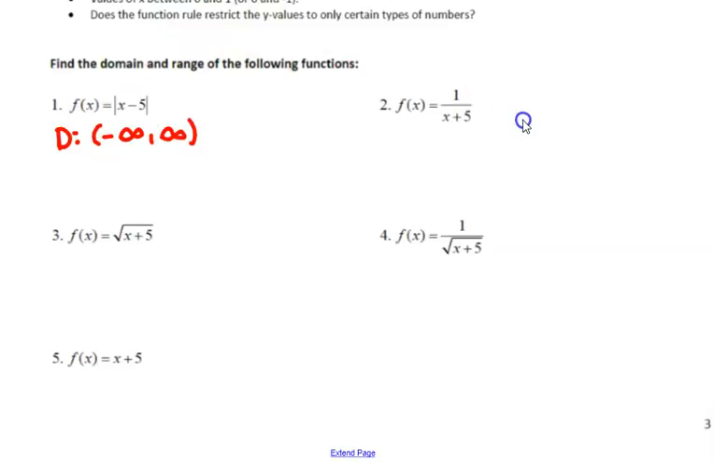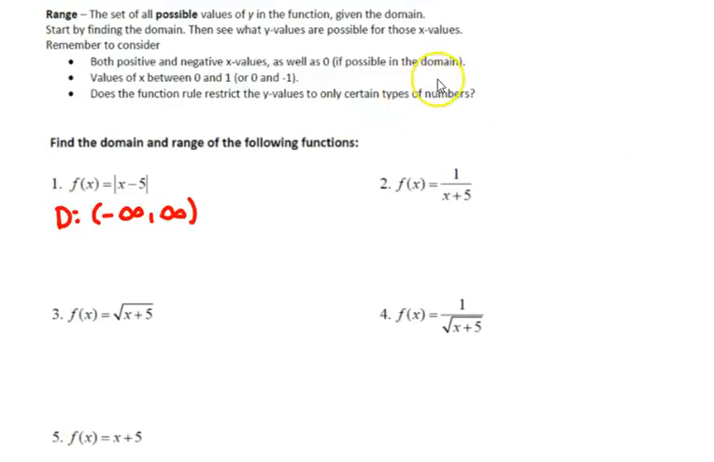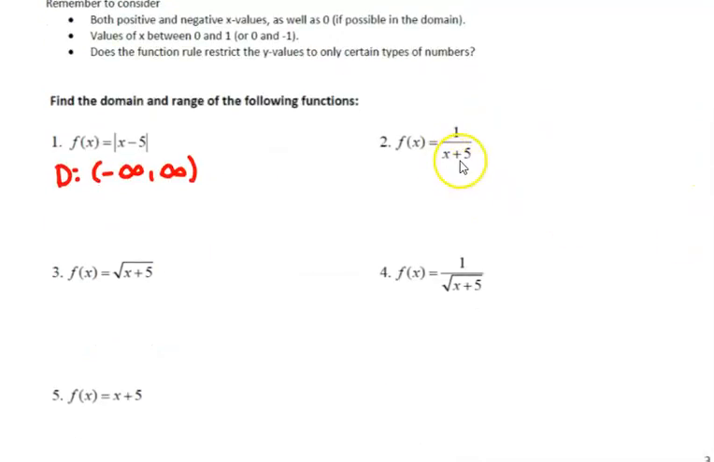Okay, now here's a fraction. Whenever you have a fraction involving variables in the denominator, you have to look. Are there any values of x that would make the denominator equal to 0? That's my first restriction here, because that is an undefined number. And I could see that if x were negative 5, that would give me 1 divided by 0, which is undefined. So x cannot equal negative 5, because that makes the denominator equal to 0.